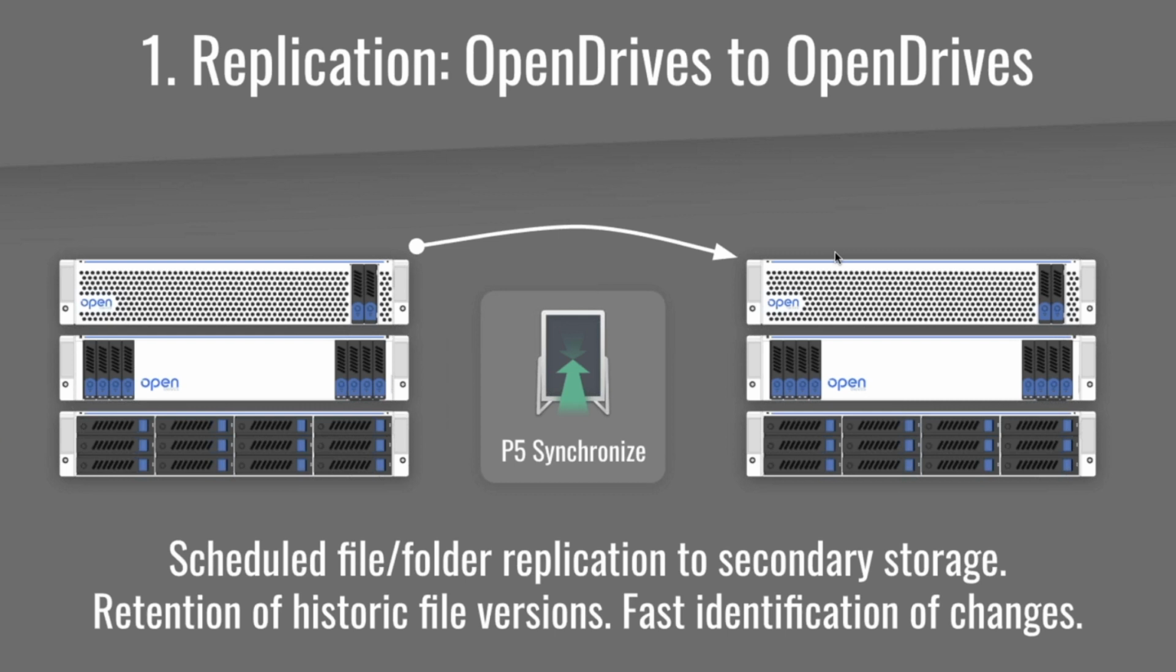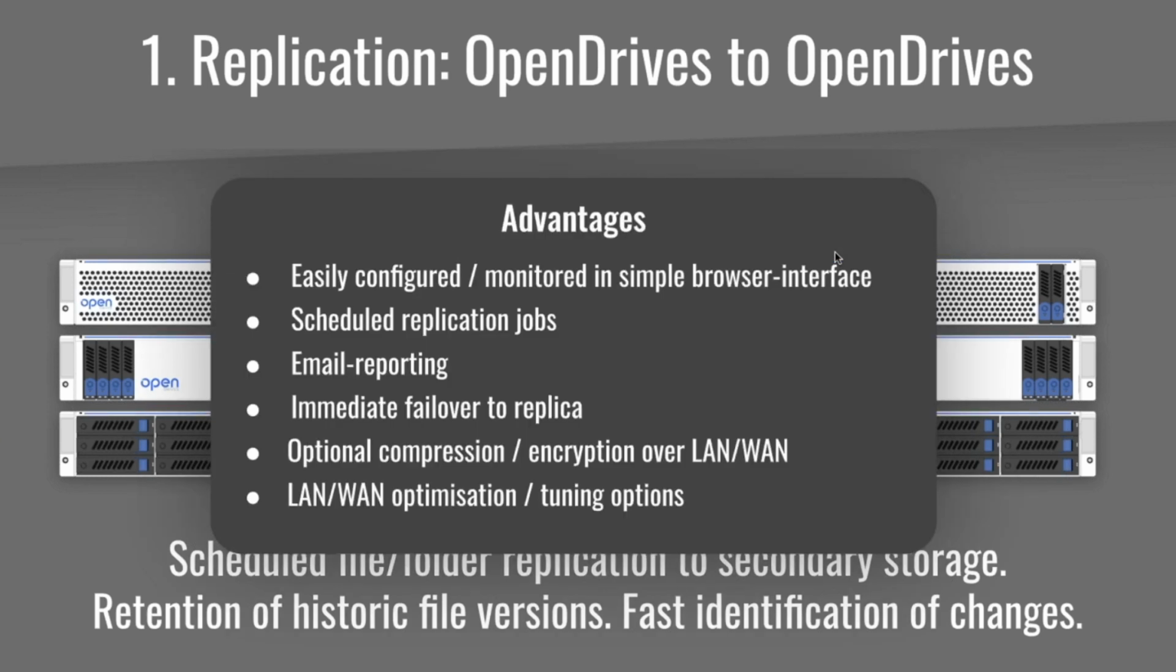To have this solution running between the two OpenDrive stacks, you simply need to install the recipe for P5 on both, choose which one of them is going to be the controller, and do the configuration on that one. The other one will be the slave machine. You can either push the data or pull the data, whichever suits you best. So that's the first solution.